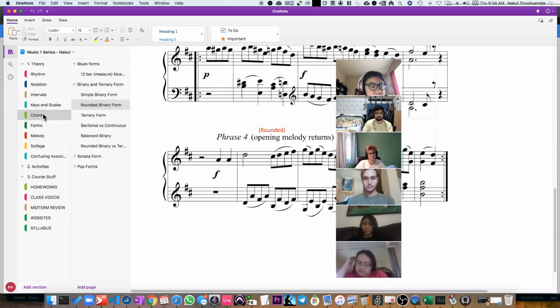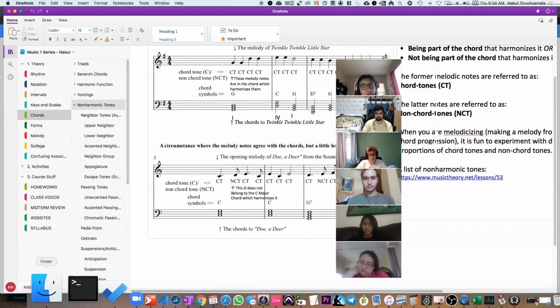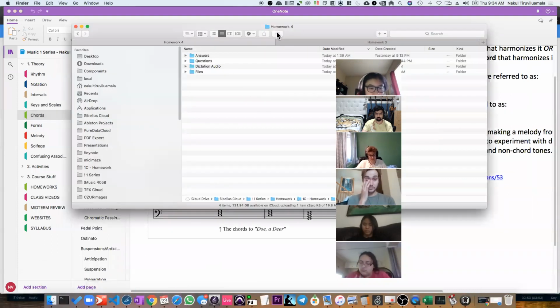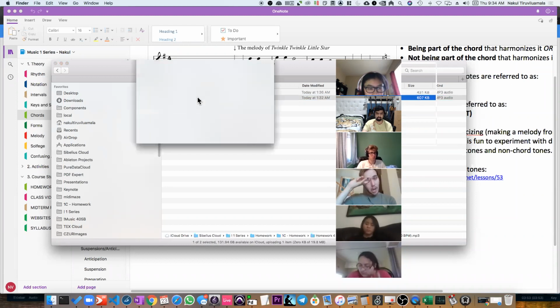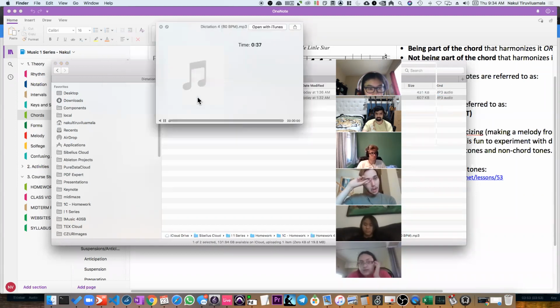I should start out by saying that I posted the homework based on a suggestion someone made. On the dictation, I actually labeled the BPM and added a count-in. So for instance, now it actually has a little count-in.